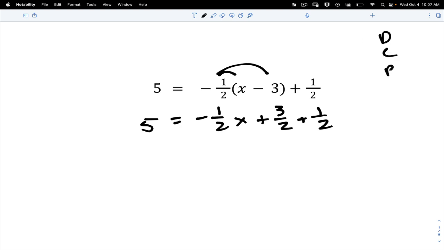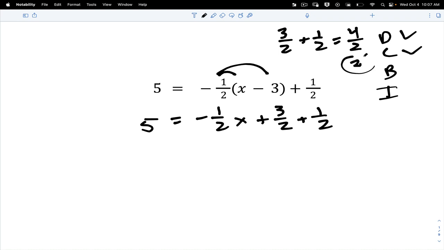So I'm going to keep moving on. Can I combine anything on the right side? Before I fraction bust, we're going to simplify. Daniel, what could I combine? 3 over 2 and 1/2. Okay, what's 3 over 2 plus 1/2, Daniel? 4 over 2. Which simplifies to what? Okay. Let's rewrite it. 5 equals negative 1/2 x plus 2. So what's my next move? This one's interesting.